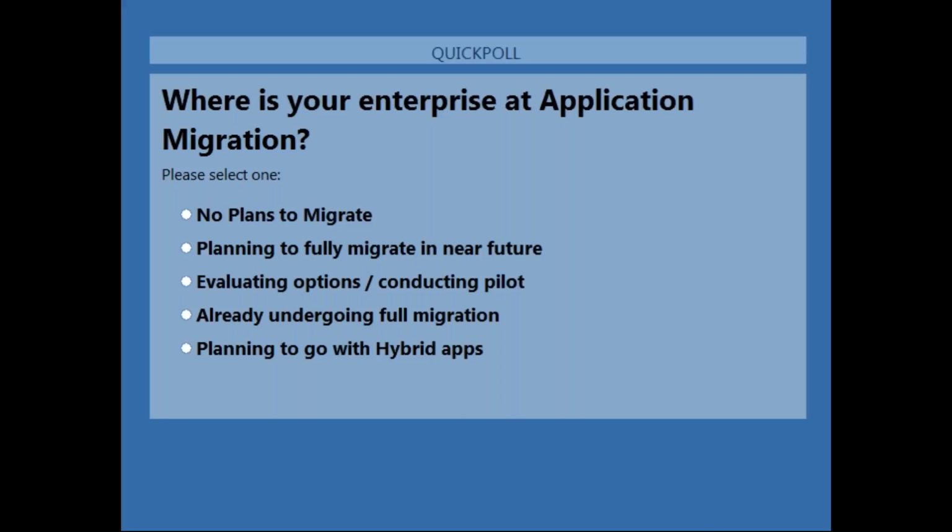Okay, the next poll will start in just a moment. It'll be up on your screens. The question is, where is your enterprise for application migration? Do you currently have no plans to migrate? Are you planning to fully migrate in the near future? Or are you at the evaluating stage for options and maybe doing some pilots? Or are you already undergoing full migration? Or are you planning to go with hybrid applications?